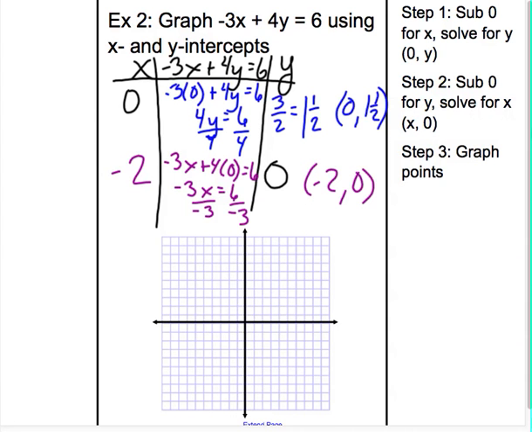And then we just plot those points. So negative 2, 0 is my x-intercept. 1.5, or 0, 1.5 is my y-intercept. And let's see if I can figure out this calibration to get them a little bit better. There is our line. Don't forget to put arrows on the ends of your line.